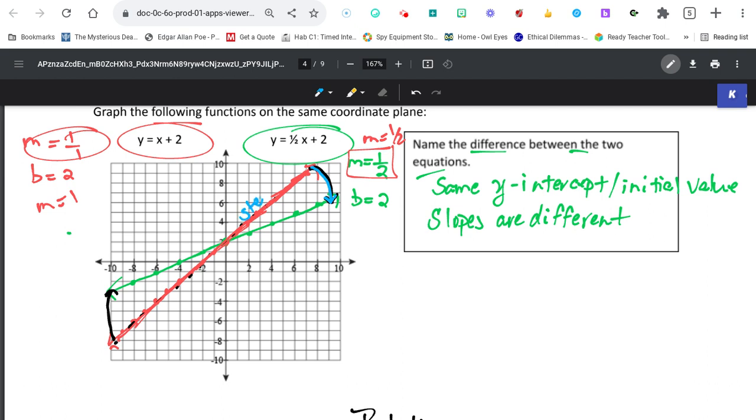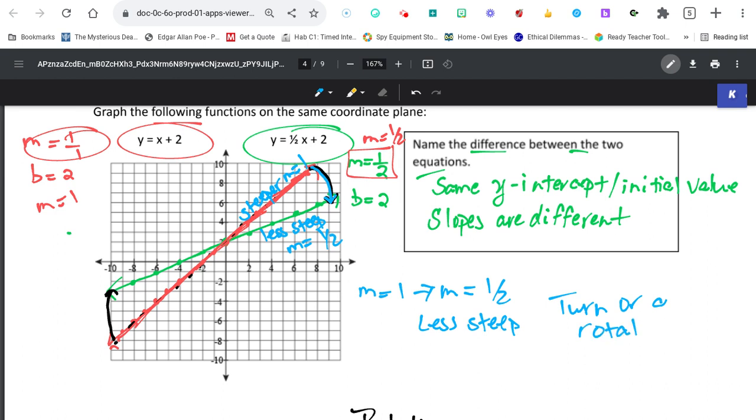So this is steeper because it has a slope of 1. And this is less steep because it has a slope of 1/2. So again, turning it can either make your slope steeper or less steep, guys. Because I went from a slope of 1 to a slope of 1/2, my slope was less steep. But it was still a turn, or what we call a rotation. Basically, it was turned or pushed down.